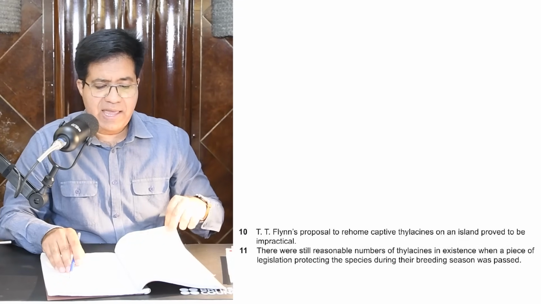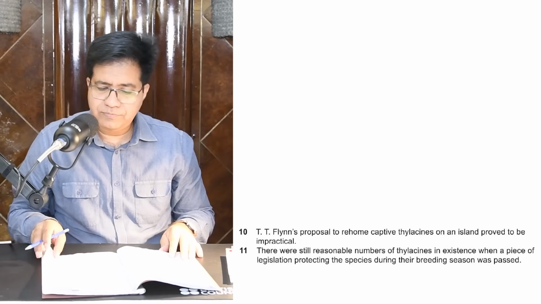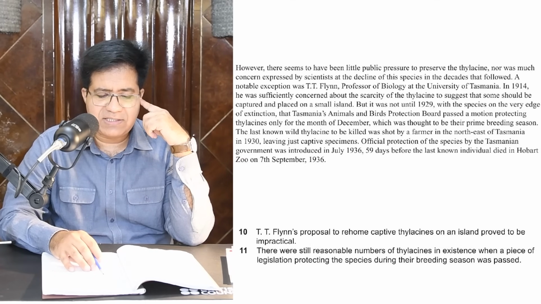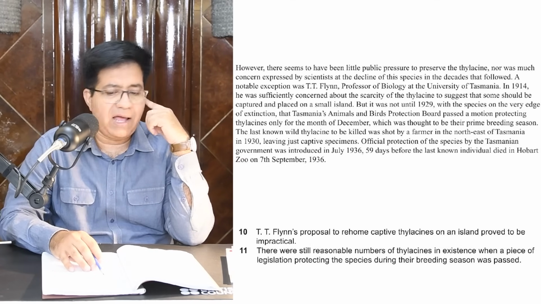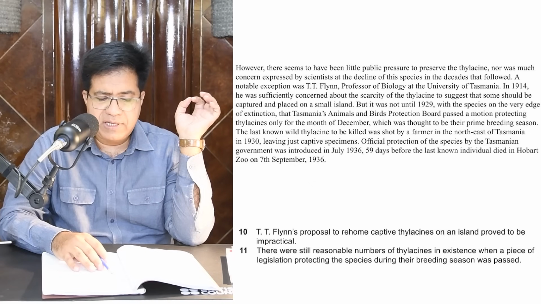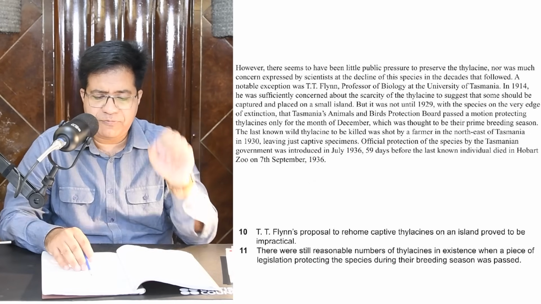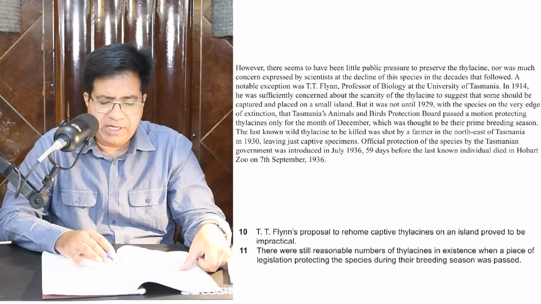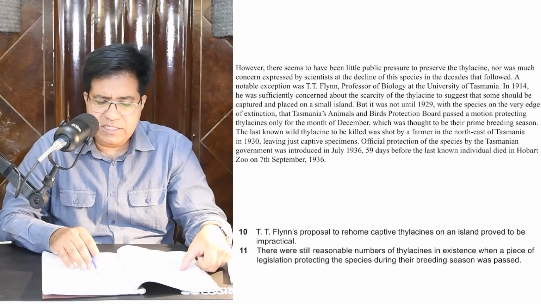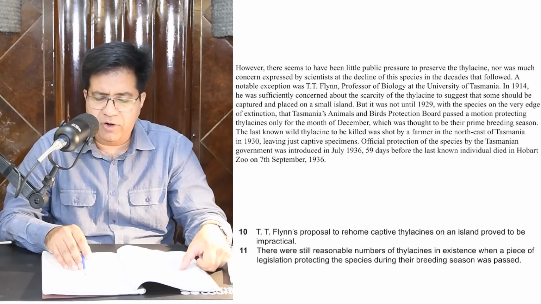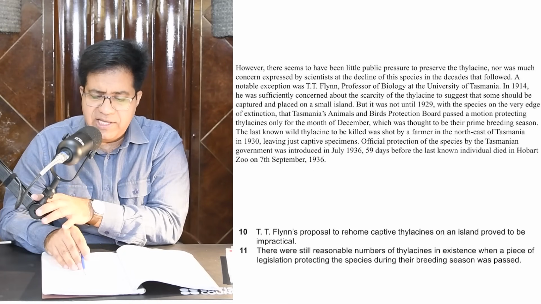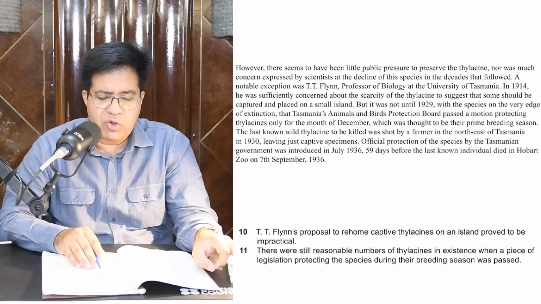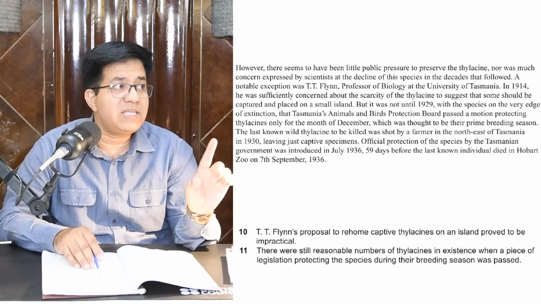Okay? Now we go back and we find T.T. Flynn. Can you see T.T. Flynn? Yes. Second last paragraph, third line. A notable exception was T.T. Flynn, professor of biology at the University of Tasmania in 1914. He was sufficiently concerned about the scarcity of the thylacine to suggest that some should be captured and placed on a small island. This is his proposal.